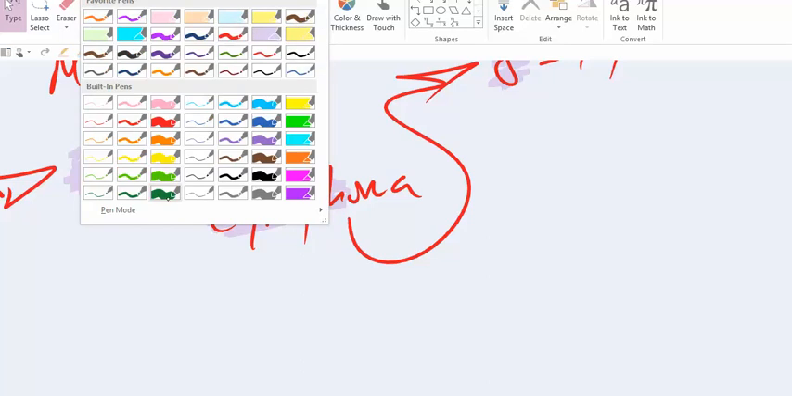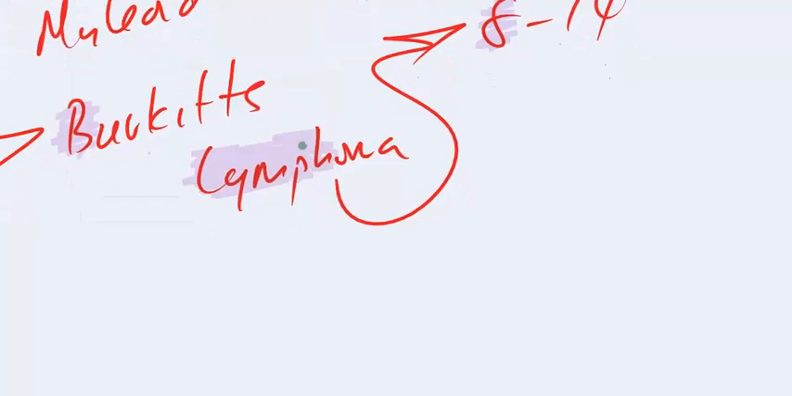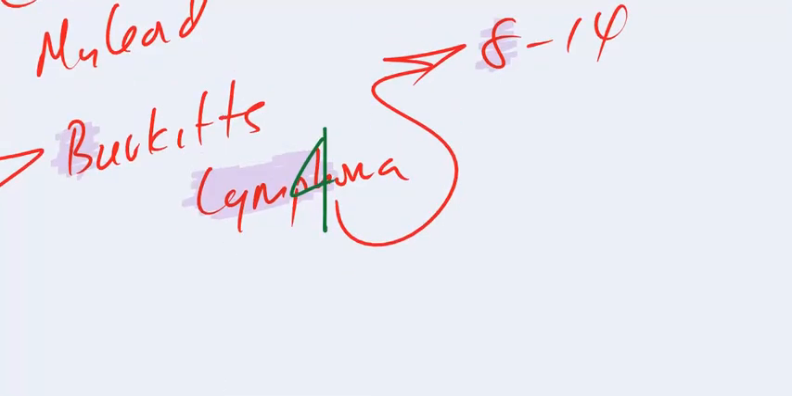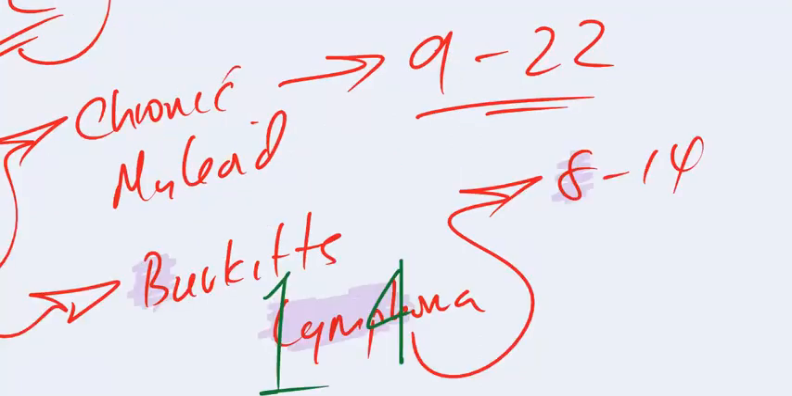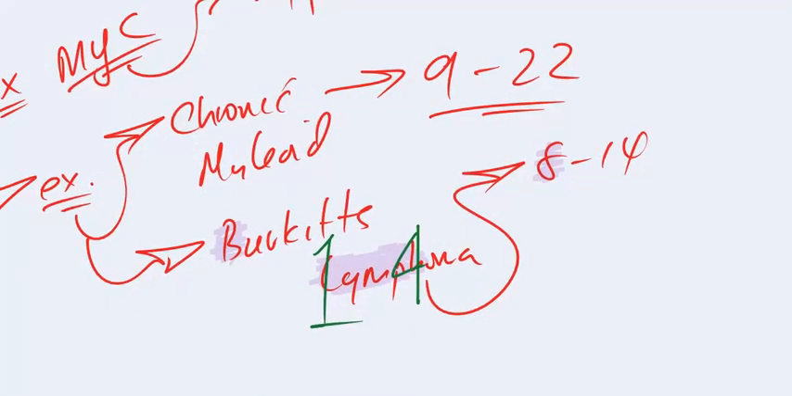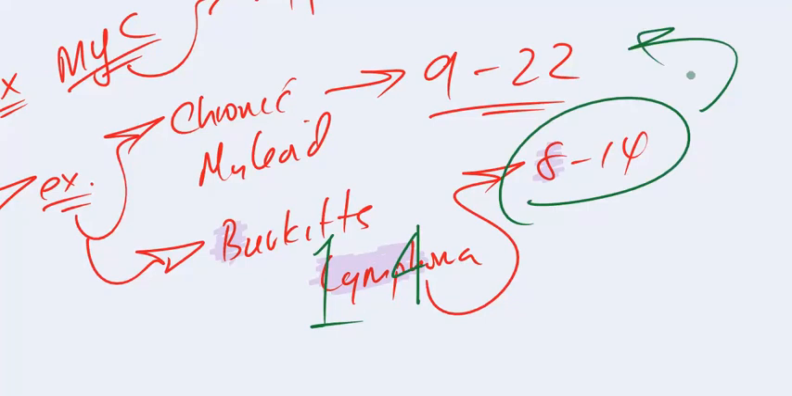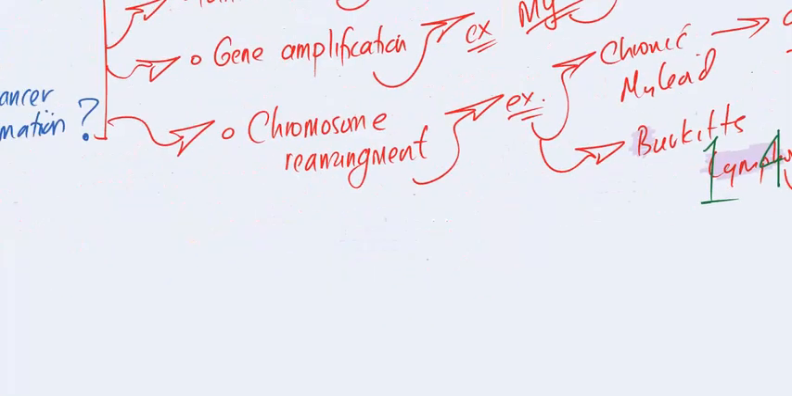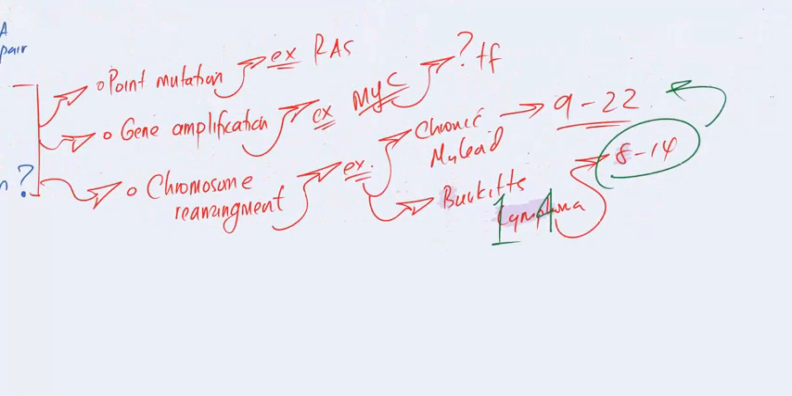I'm trying to give you guys a way of remembering this example. So lymphoma, 14. And the L can be the one. That's even better. Something's gonna stick. If it's not this, then it's that. That's a fact though. And that is chromosomal rearrangement.